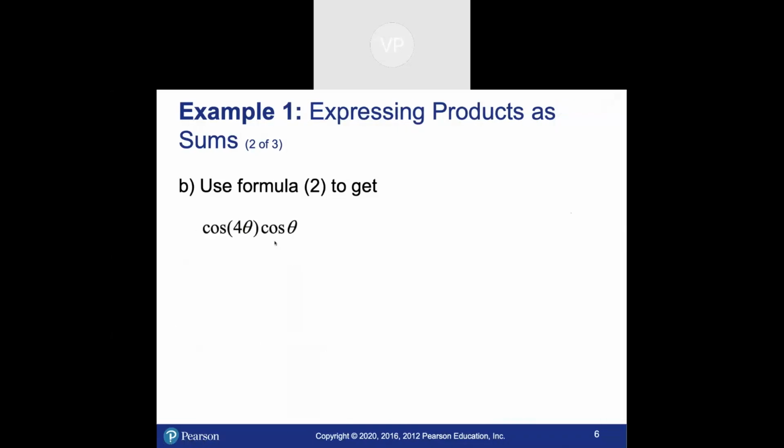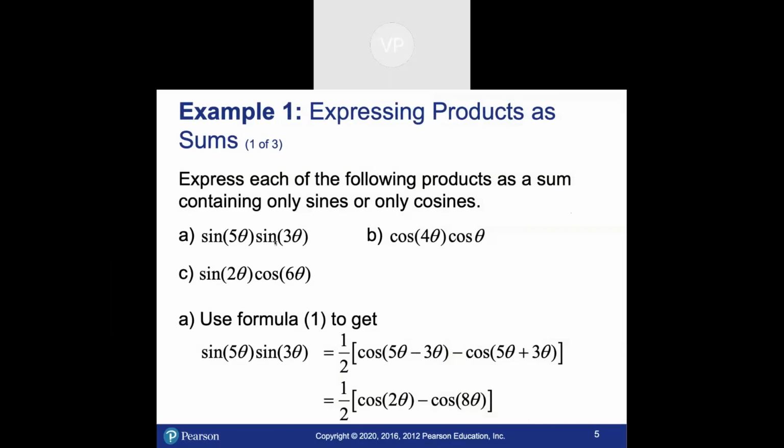So we're going to use formula 2 to get this one: cosine of 4 theta, cosine of theta. And remember how this one works. It's kind of the same, but a little bit different. Go back here. Remember on this one, this is when we had two sines multiplied together.